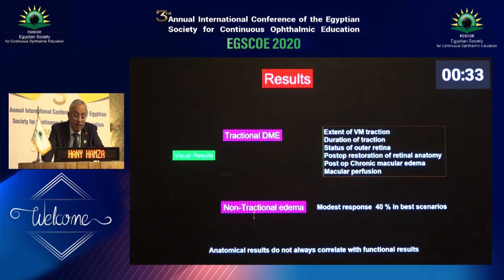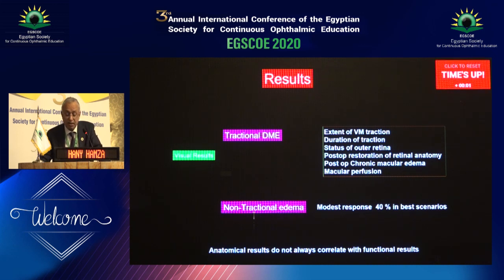Now the results. Visual results for non-tractional diabetic macular edema depend on the extent of vitreomacular traction, whether it's a broad or focal adhesion, and duration of traction. In chronic cases, the prognosis is worse. Status of the outer retina is very important. If you have disorganization of the photoreceptors, you will not have any visual improvement despite all efforts. Post-operative restoration of retinal anatomy matters. Post-operative chronic macular edema, which develops in some cases, compromises the result. And finally, the macular perfusion, since ischemic cases will not improve as well.